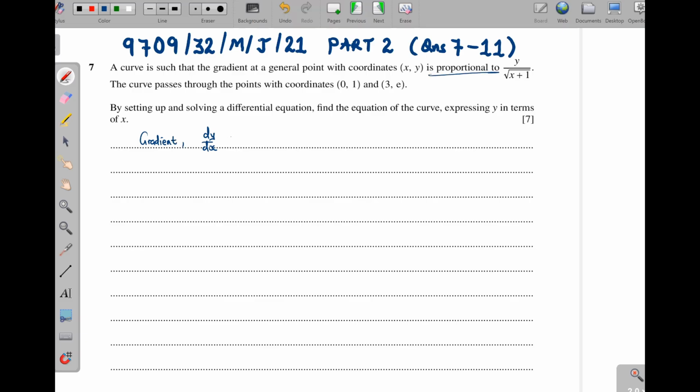So they say that it is proportional. So we shall put the proportionality sign here. Then we write y out of the square root of x plus 1. Then to eliminate this proportionality sign, we put a proportionality constant. So this one is going to be equal to k, then y out of root of x plus 1. Now, I said that we are going to have two constants. The first constant is this proportionality constant. And then the next one will be when we integrate. You see that?